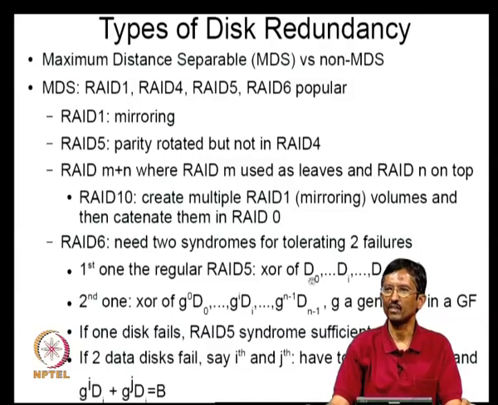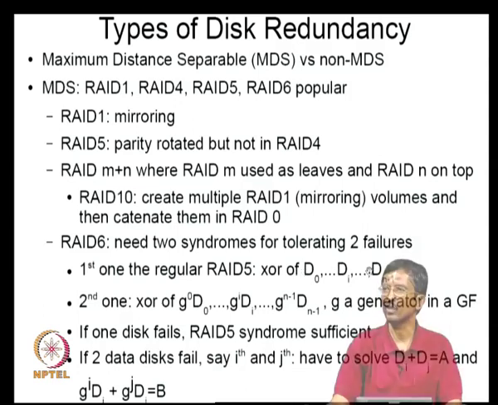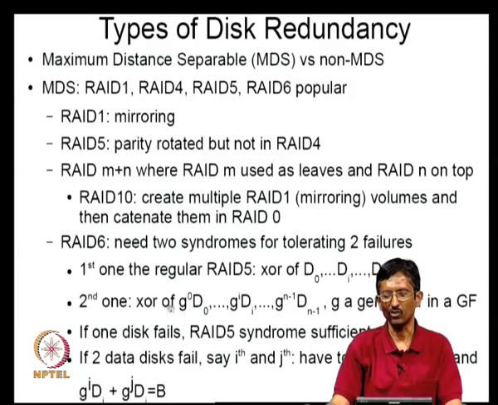in RAID 5 you are doing XOR of the disk blocks and storing it in the parity. In the second one, you use some additional mathematics. We just say that there is a generator g in a field, and you basically take g to the power of 0 multiplied with the first block d0, and you XOR all these together. Basically you start with d0, d1, di, dn minus 1, and multiply these with g to the power 0, g to the power i, g to the power n minus 1. And then do the XOR, the same thing you do.